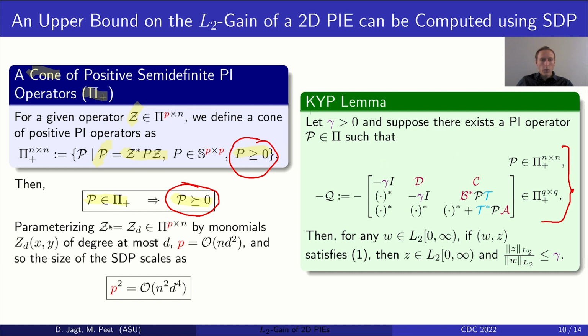Now here we will choose these PI operators Z to be parameterized by monomials of a particular degree d. And then unfortunately, the size of these monomials will increase with d squared, meaning that the complexity of our semi-definite program will increase with d to the power of 4. So that's a challenge that we have to work on.